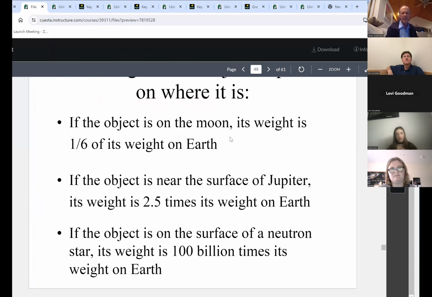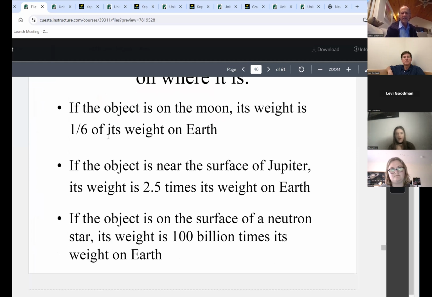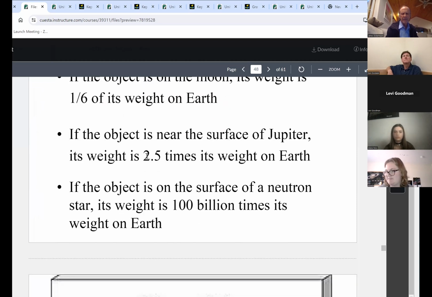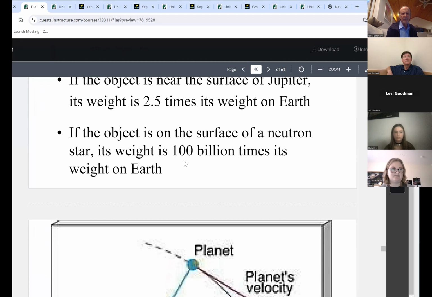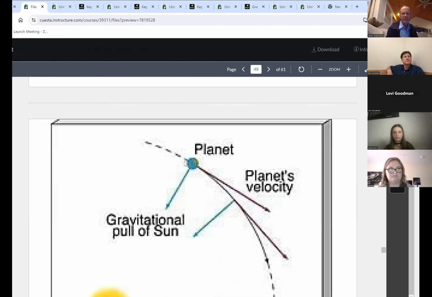The weight of an object on the moon is only 1/6 of its weight on the Earth. It depends not only on the mass of the moon, which is less, but also on the radius. If you got close to Jupiter, you'd be 2.5 times your weight on the Earth. And if you were near a neutron star, your weight would be 100 billion times your weight on the Earth. And so these relationships then hold throughout the universe.